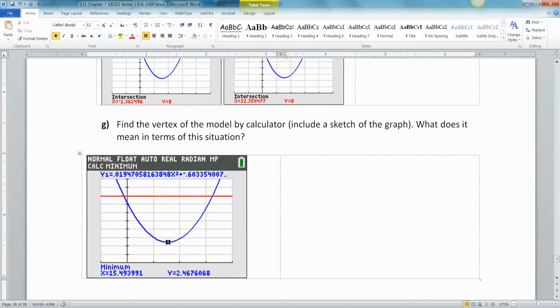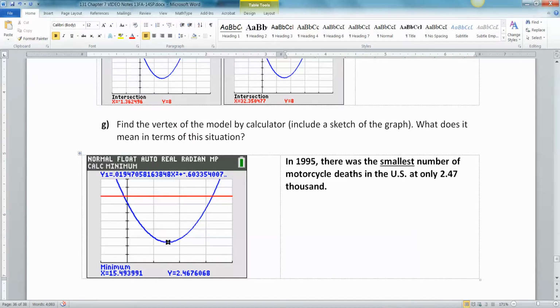Now we've got to draw a picture and explain what it means. I've got to type that up, one second. There we go. It means that in 1995, because 15 plus 1980 would be 1995, there was the smallest number of motorcycle deaths in the U.S. at only 2.47 thousand. Make sure you comment that it's the smallest number because it was a minimum here.